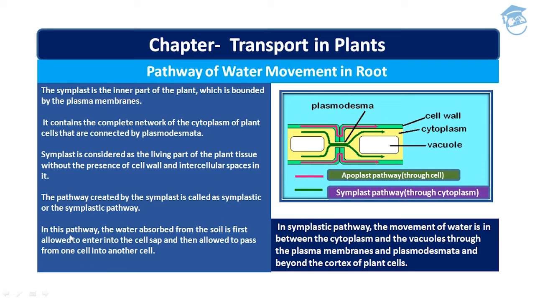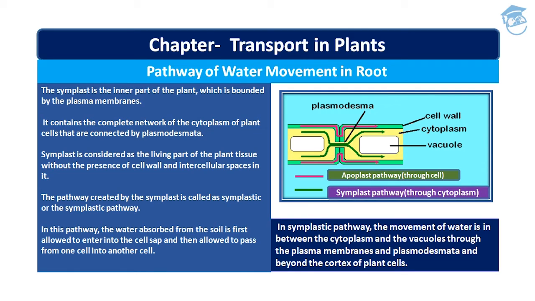In this pathway, the water absorbed from soil is first allowed to enter into the cell sap, and then it is allowed to pass from one cell into another cell. And in the symplastic pathway, movement of water is between cytoplasm and vacuole through the plasma membrane and plasmodesmata, and beyond the cortex of the root cells.